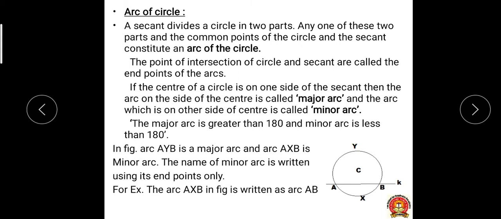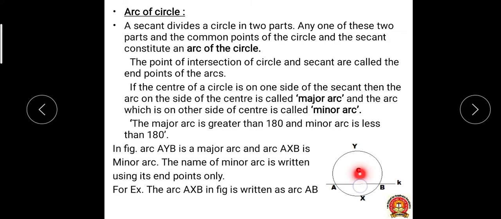All of you know the secant. A secant divides a circle in two parts. See in the diagram: AB is a secant, which means line K is a secant touching the circle in two distinct points, that is A and B. So any one of these two parts and the common part of a circle and the secant constitute an arc of a circle. This secant divides the circle in two parts.